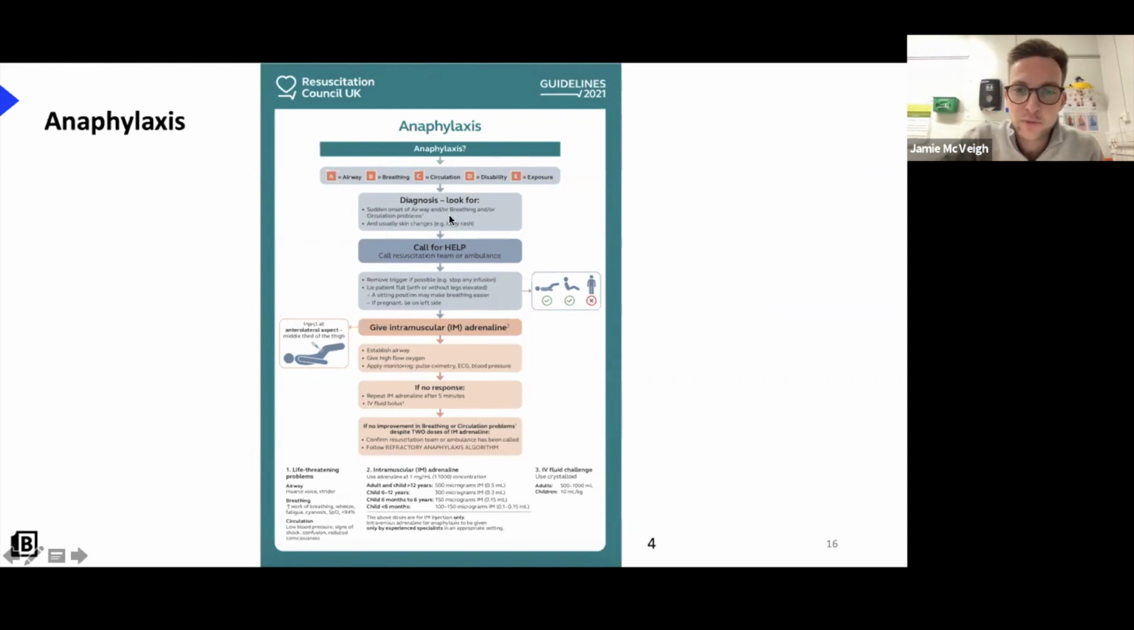So these guidelines, as we've been through, the main things that they say are call for help, remove the trigger, lie them flat. You can lift the legs up if you're worried. And then, yeah, once the adrenaline's gone in and they're slightly responding, keep going with your ABCDE. Okay, go on to C.